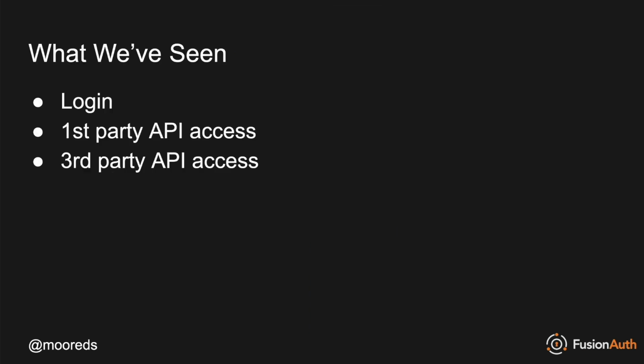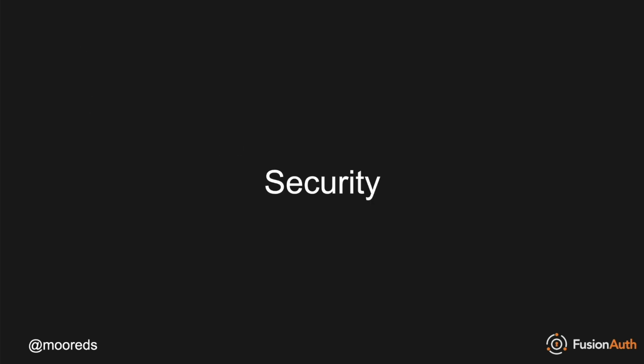So what we've seen here is basically how to do login, which is getting the ID token and validating it. Then we've talked about first-party and third-party API access and what those look like, and getting the access token. And for first-party, we saw how to do the refresh grant as well. That is similar with the third-party API access, as long as you request the same scope. So let's talk about security.